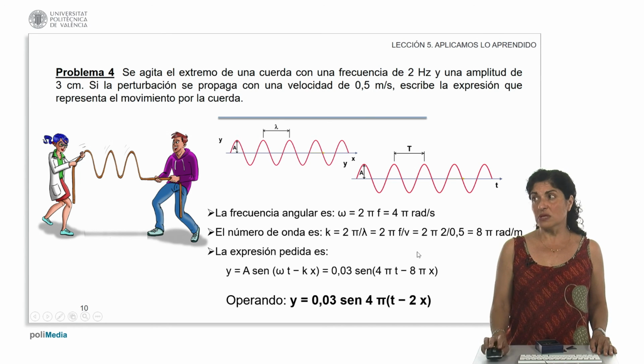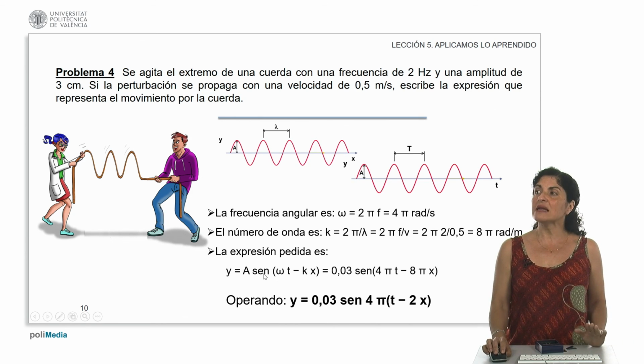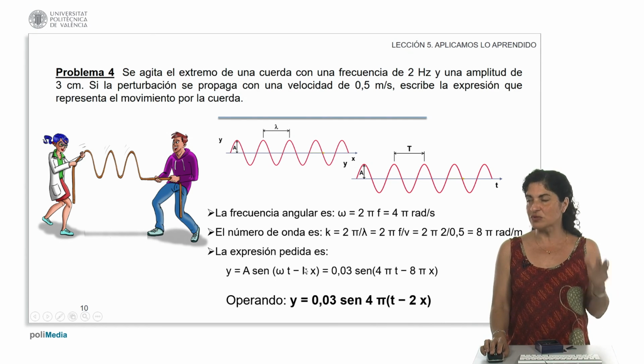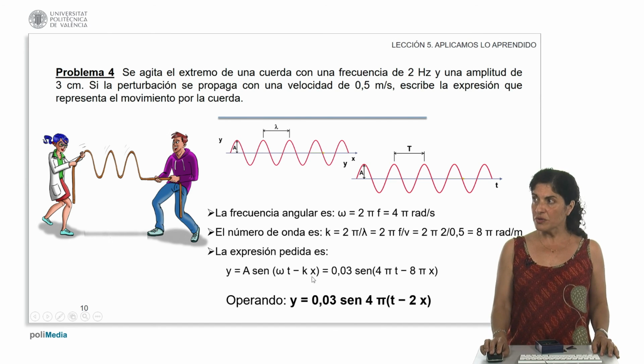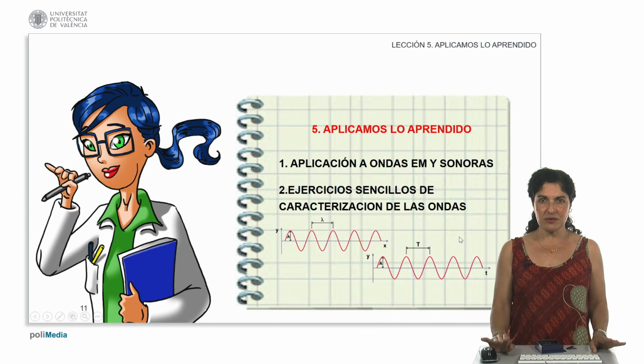Therefore, the requested expression for this wave motion is given by the amplitude times the harmonic function sine of the pulsation times the temporal variable, minus, because it will propagate to the right, the wave number times the spatial variable. Here I have it represented. I can leave it like this, or I can take out the common factor of 4 pi, and it will be represented in this new expression.